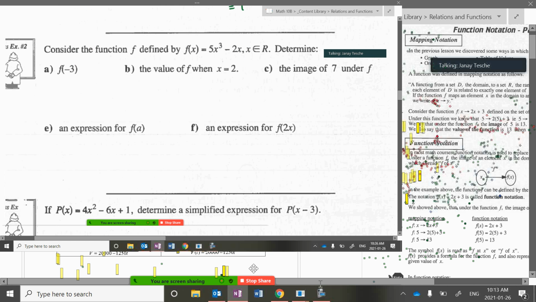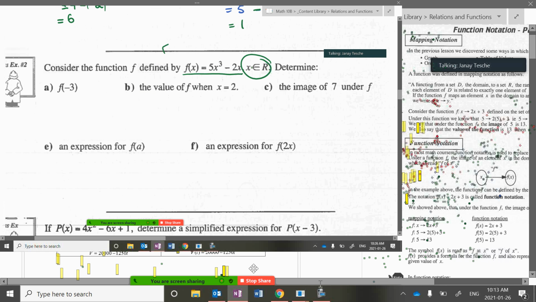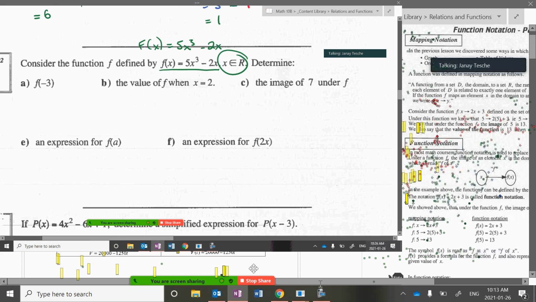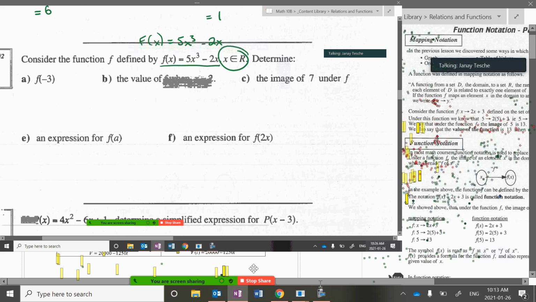Okay, looking at this next one, consider the function defined by this, where x is an element of the reals. Again, fancy way of saying, look, we're going to look at this equation, f of x is equal to 5x cubed minus 2x. Here's an equation. We're going to look at different ways they can present basically the same question, just with different wording.